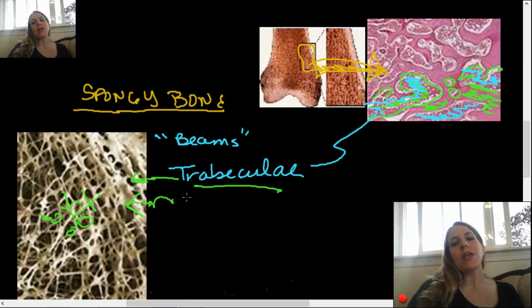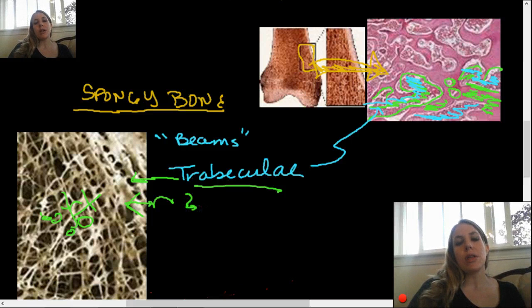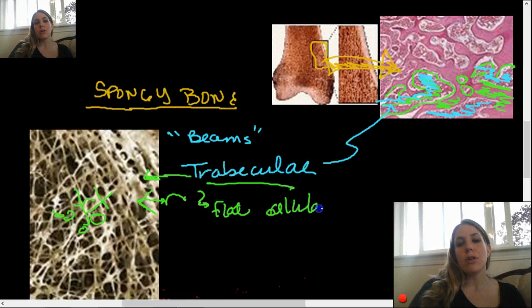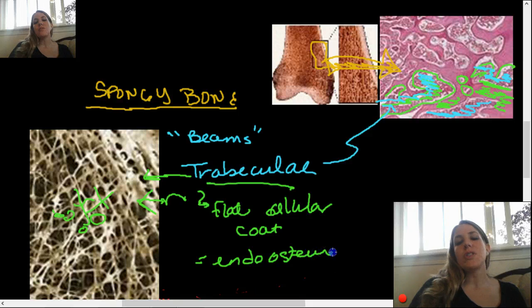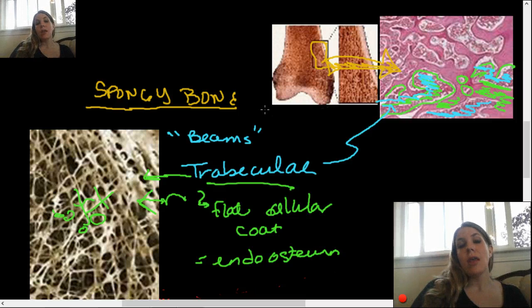So, these trabeculae are actually coated with a cellular layer, a flat cellular coat, and that is called the endosteum, which is very interesting because you remember the outside, covering the outside of compact bone was the periosteum. Peri means around. The inside is the endosteum. Endo means on the inside. So that's the basics and the histology of compact bone and spongy bone.